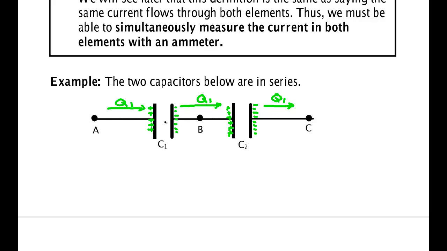Now, true, there's really no charge jumping the gap. This problem doesn't exist in other things. Capacitors are unique about that, but it's as if the charge went straight through all of these capacitors. So this one is in series. Let me show you an example of not being in series.